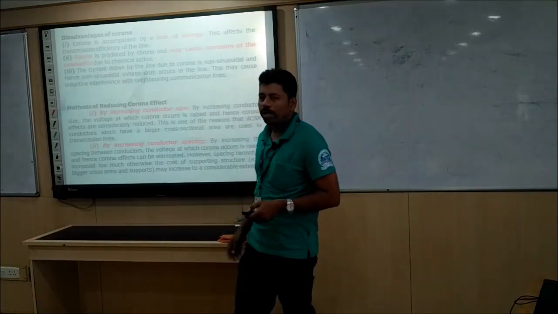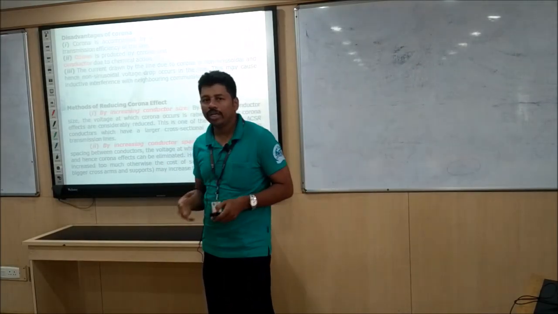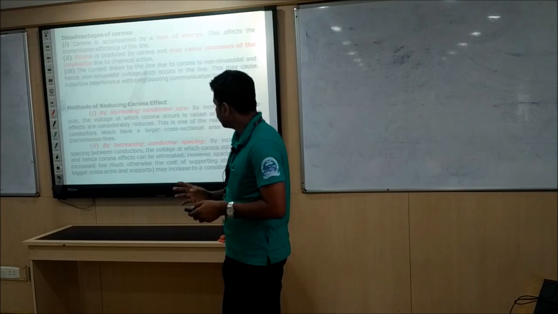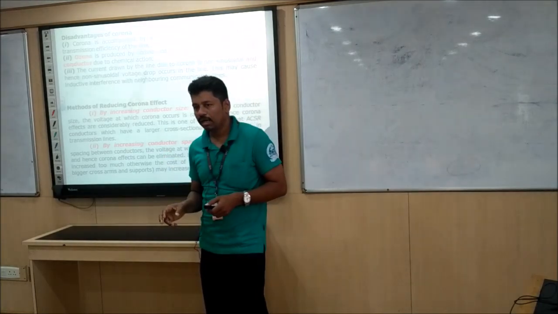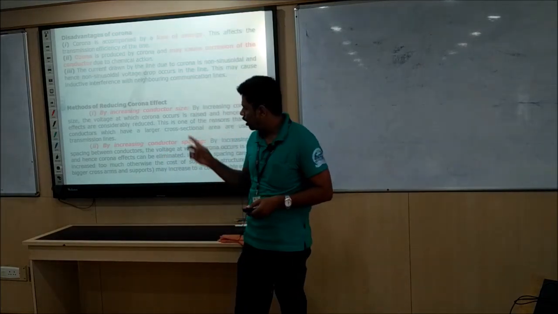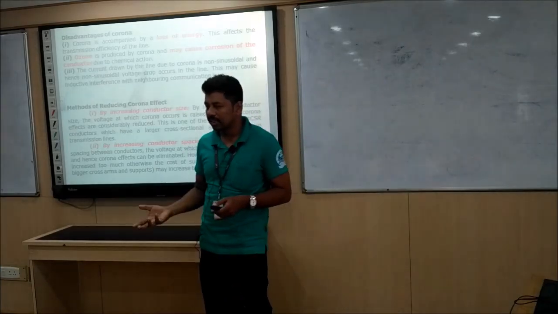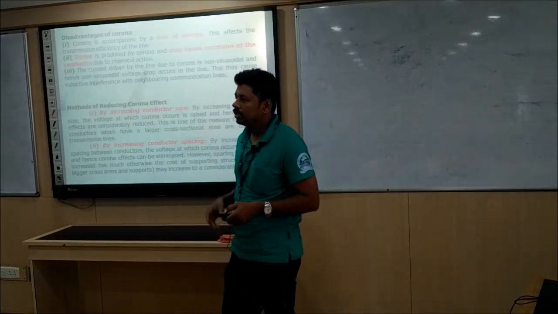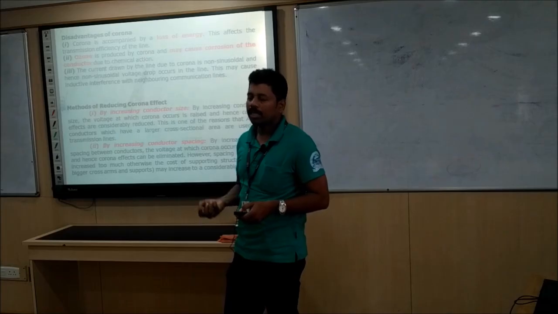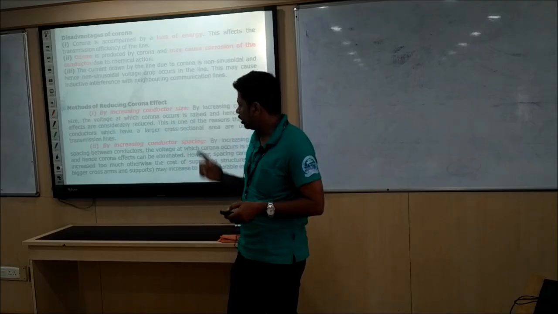Then, how to reduce the corona, or what are the various ways to reduce the corona? There are two ways only. One is by increasing the conductor size, and obviously we have to see in the other direction whether it is economically feasible, or whether Kelvin's law is getting satisfied. These are the things you have to see.